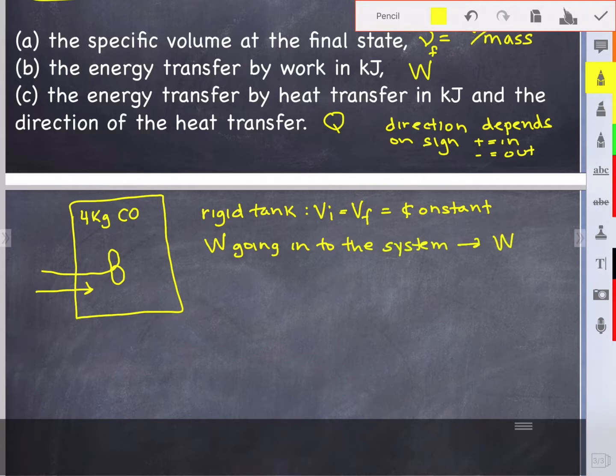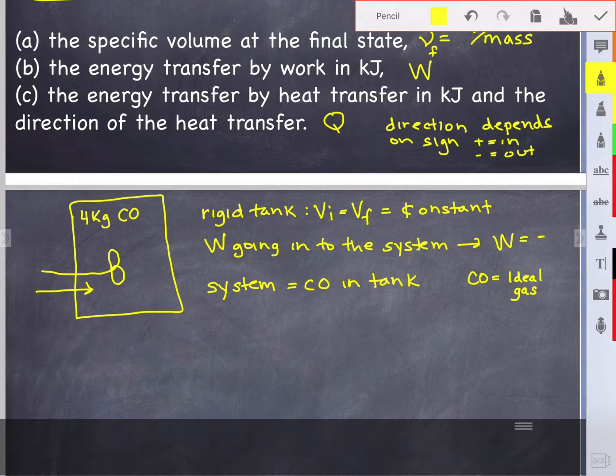Which means the work will be negative. Remember, when work goes into a system, it's negative, and when it comes out, it's positive. Okay, so let's identify what is our system here. Our system is the CO in the tank. It is worth noting that CO is an ideal gas, in case we need any properties.